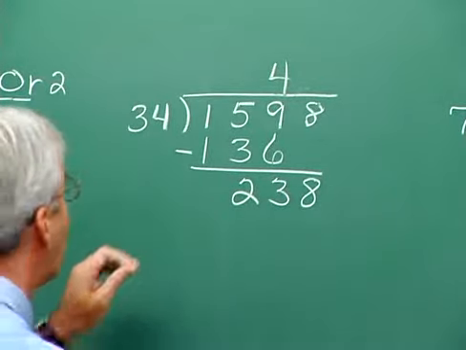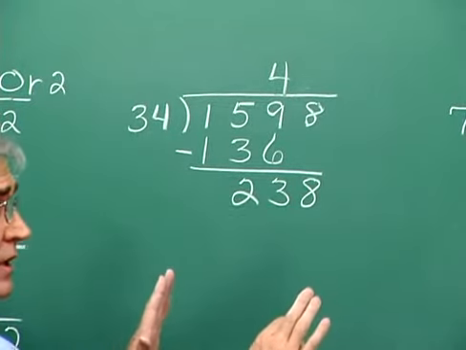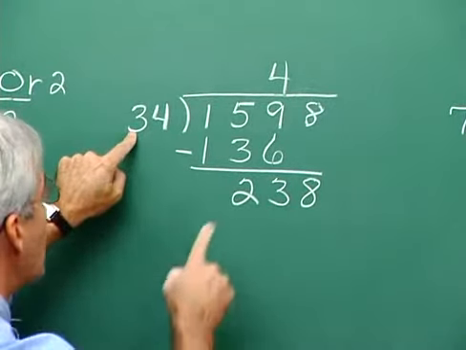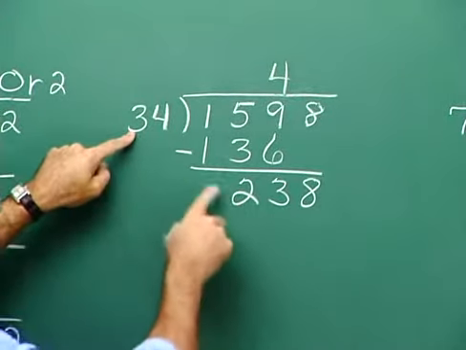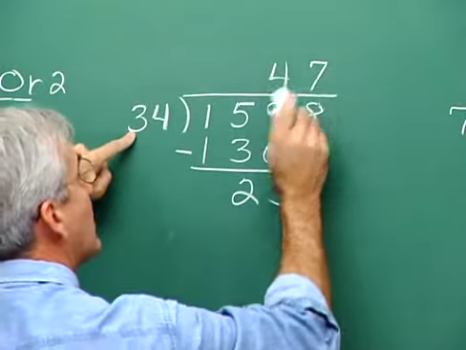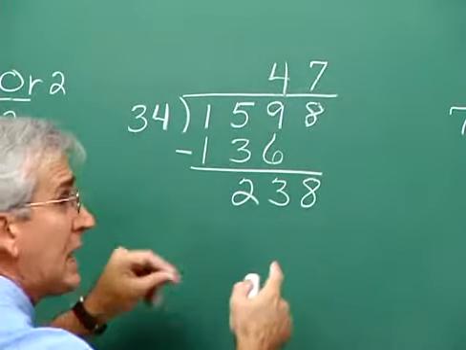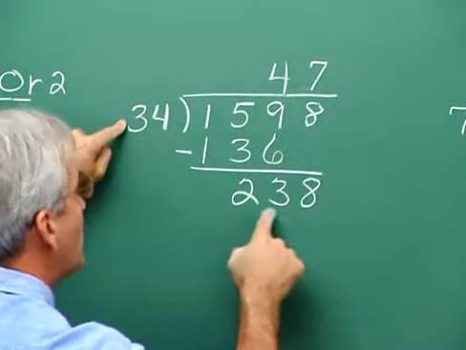Now once again, we have 34 into 238 to help us decide how many times it'll go. We might think about 3 into these digits. You see, 3 into 2, no, that won't go. 3 into 23, that goes 7. So we might try 7 as the number that could be the appropriate digit for 34 into 238.